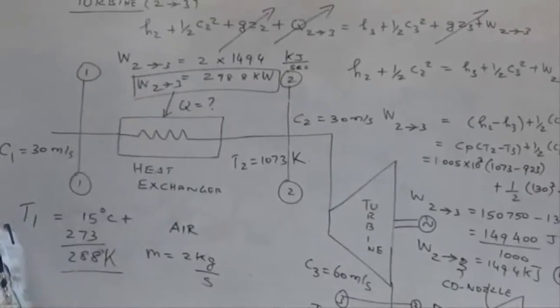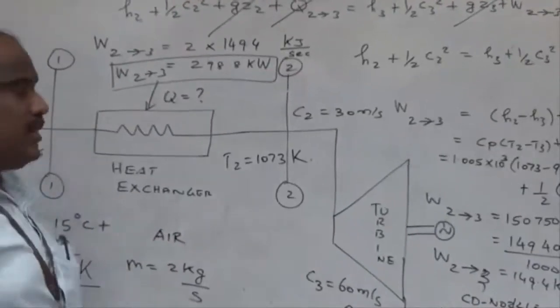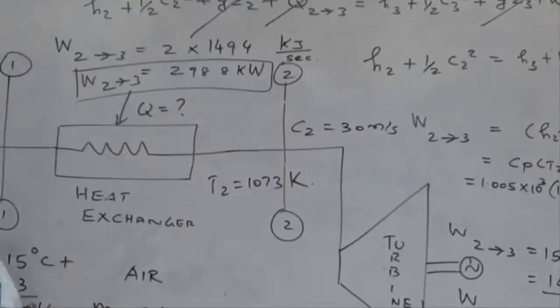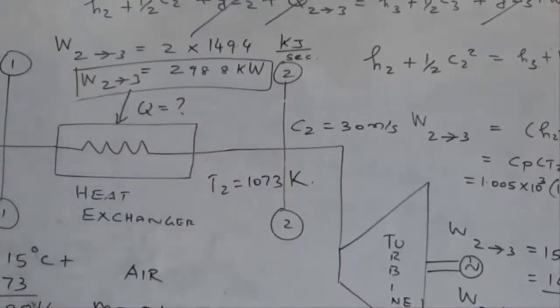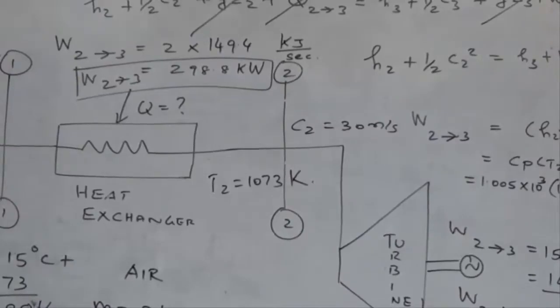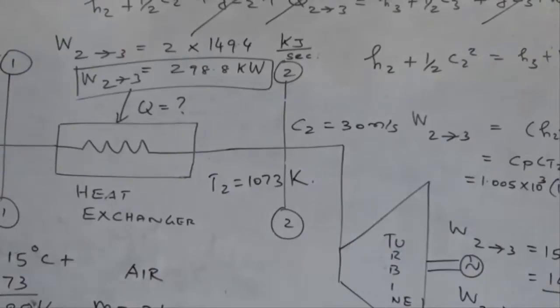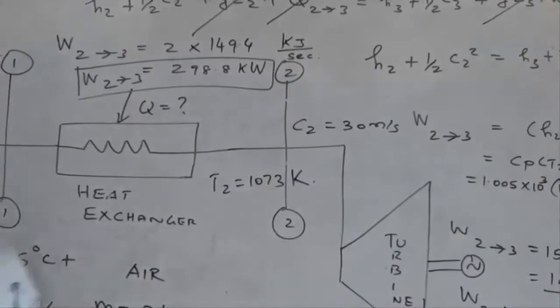Now I have taken a problem which will take care of all the open flow systems at the maximum. So the power generated in the turbine, is it positive or negative? Positive. Work is developed by the system, or work producing device. So it's positive, it's right.